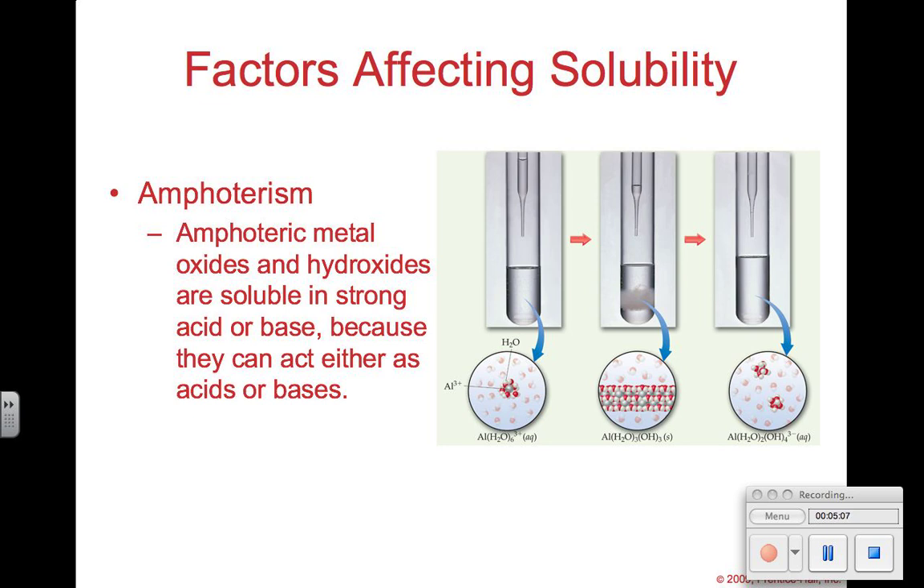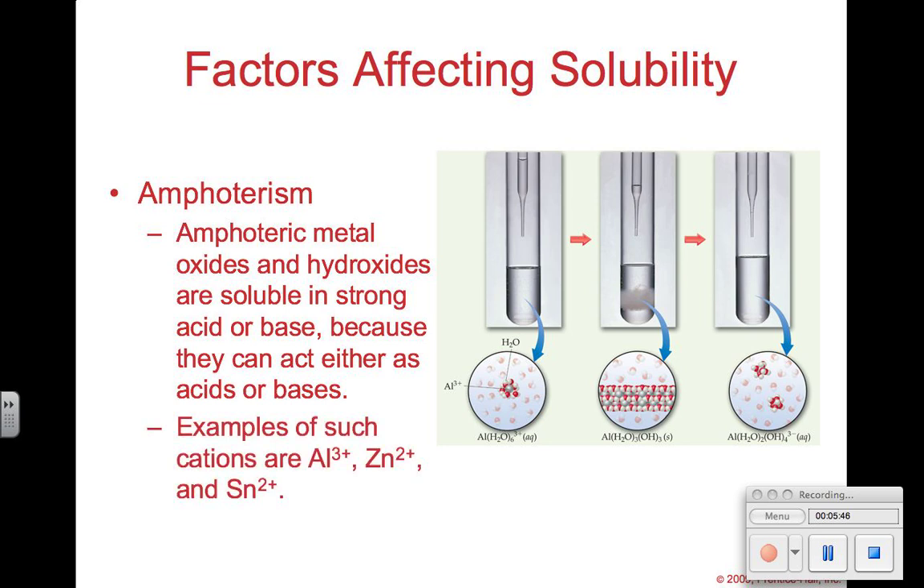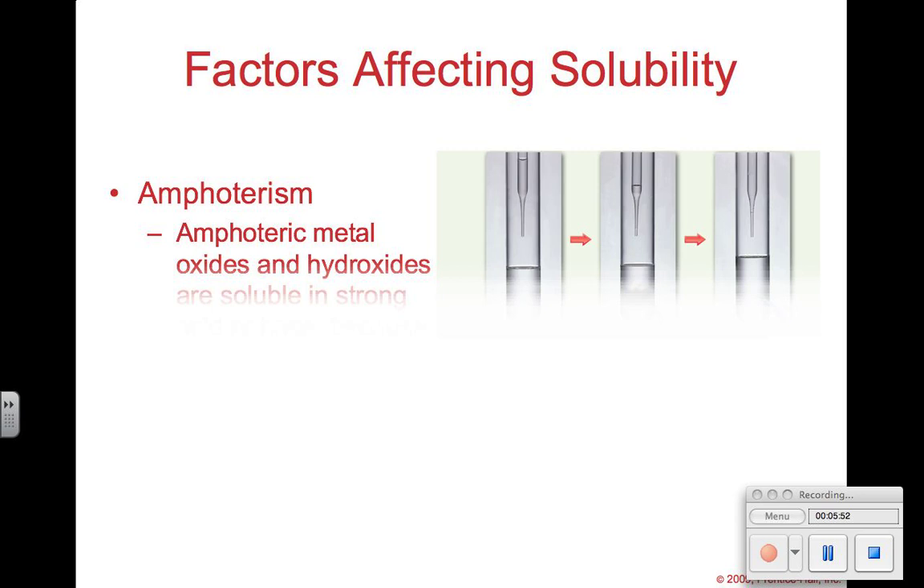All right, amphoterism. Amphoteric metal oxides and hydroxides are soluble in strong acids and bases because they can act either as acids or bases. So certain substances can behave one way or another depending on the solution. So you've got the aluminum hydrate complex ion, and then you change the base concentration, and you end up getting this aluminum hydroxide combination, dissolving it a bit more. Cations that are more likely to do this would be aluminum, zinc, and tin.